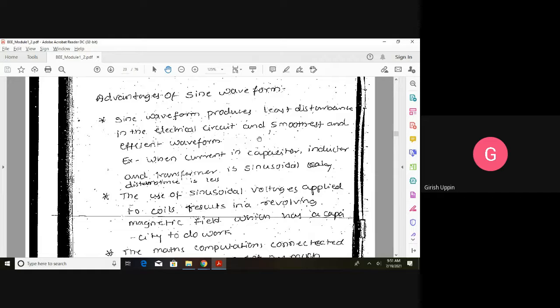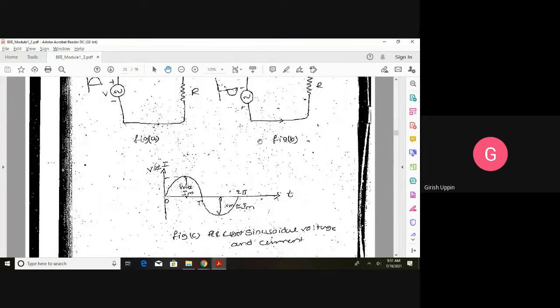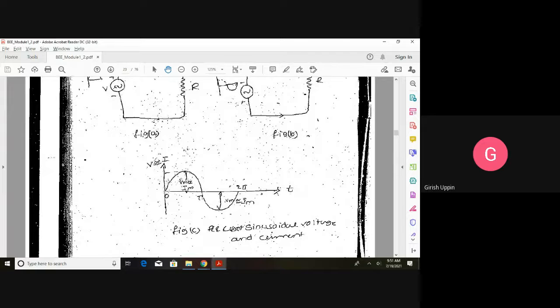The sine waveform produces the least disturbance in the electrical circuit and is the smoothest and most efficient waveform, because the magnitude is changing smoothly. If you see the square waveform, at the zeroth value the voltage will change from 0 to maximum, and it will remain the same. At angle pi, it will change from plus Vm to minus Vm.